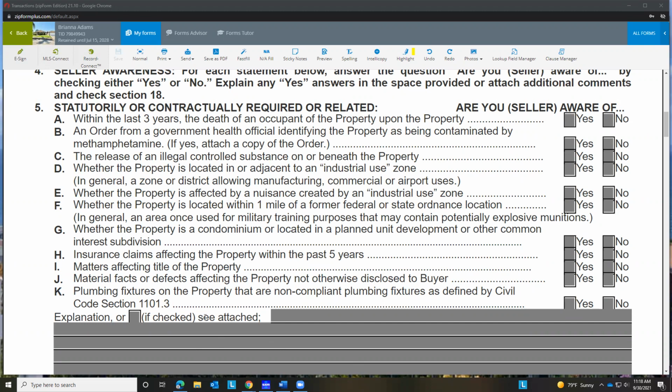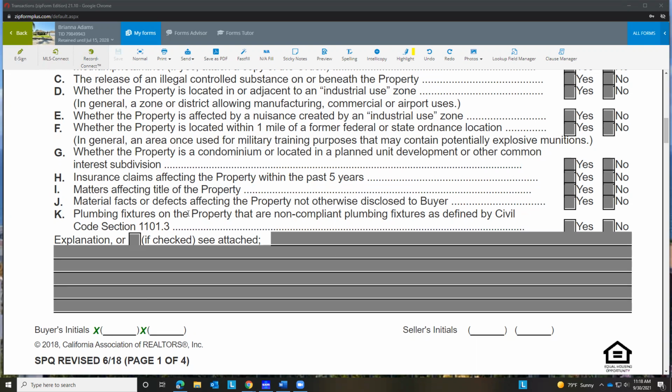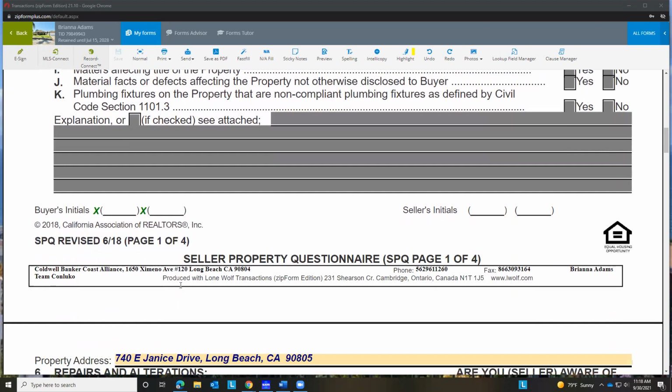Just let people know. If any question is answered yes, they have all this area right here to explain. If it doesn't fit, they can check this and just do it on a Word document and have the buyer and the seller sign it. Any questions regarding that? Okay.